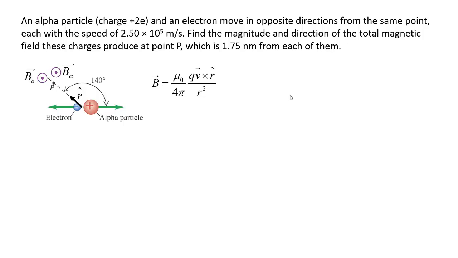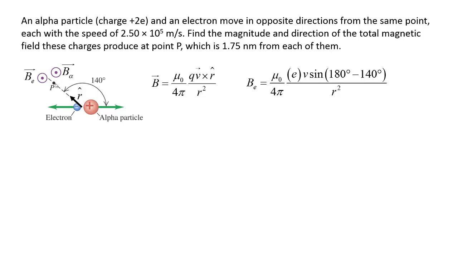The magnitude of the magnetic field created by the electron will be equal to mu0 over 4 pi multiplied by the charge of the electron, which is e, multiplied by its speed v, multiplied by the sine of the angle between the direction of the velocity and the direction of the unit vector r. As you can see in this case, this is a 140 degrees angle, but that's not the angle between the velocity of the electron and the unit vector r. That angle is 180 minus 140 degrees, divided by r squared, where r represents the distance from the electron to point P.